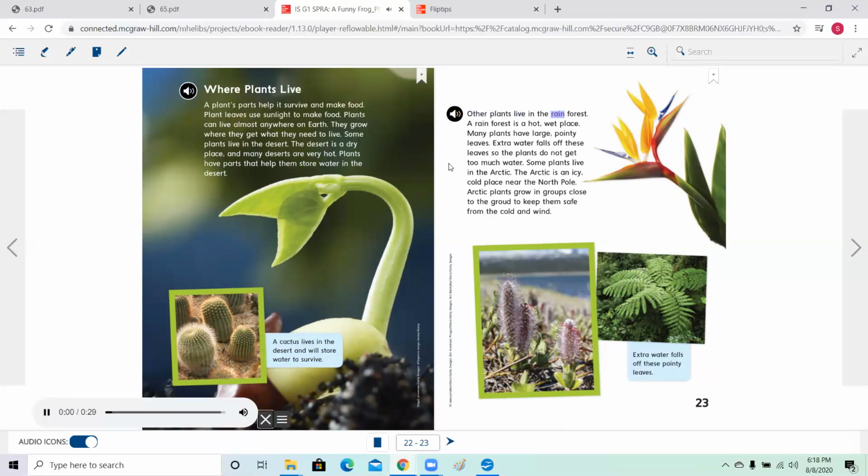Other plants live in the rainforest. A rainforest is a hot, wet place. Many plants have large, pointy leaves. Extra water falls off these leaves, so the plants do not get too much water. Some plants live in the Arctic. The Arctic is an icy, cold place near the North Pole. Arctic plants grow in groups close to the ground to keep them safe from the cold and wind.